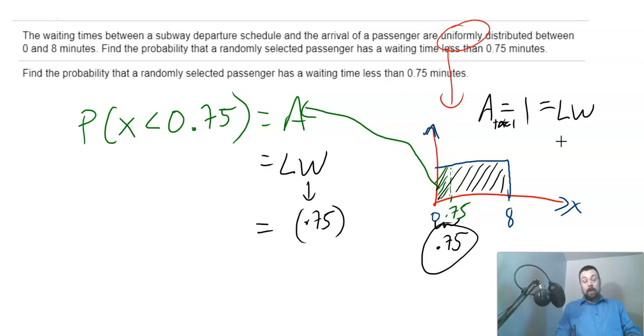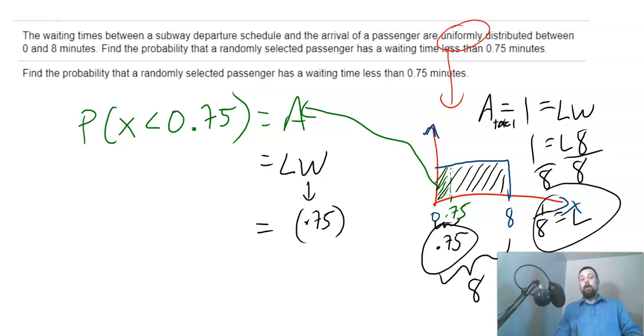And I know because it's a rectangle, it's equal to length times width. For the entire rectangle, the total width is 8. So I can plug that in for W, and then I can solve for L. I divide by 8 on both sides, and I get that this time, the length has to be 1/8. Right? So that is the measure of the other dimension, right? This is going to be 1/8 here.